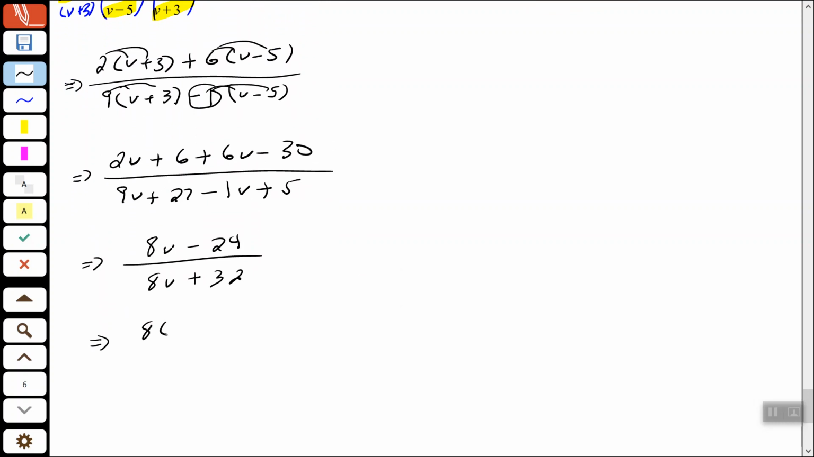So common factor of 8, 8v divided by 8 is v. 24 divided by 8 is 3. In our denominator, we need to factor out an 8. 8v divided by 8 is v, and 32 divided by 8 is positive 4. And then you see we have a common monomial factor of 8. So we can simplify and it'll cancel completely out those 8s. And my final answer will be v minus 3 all over v plus 4.